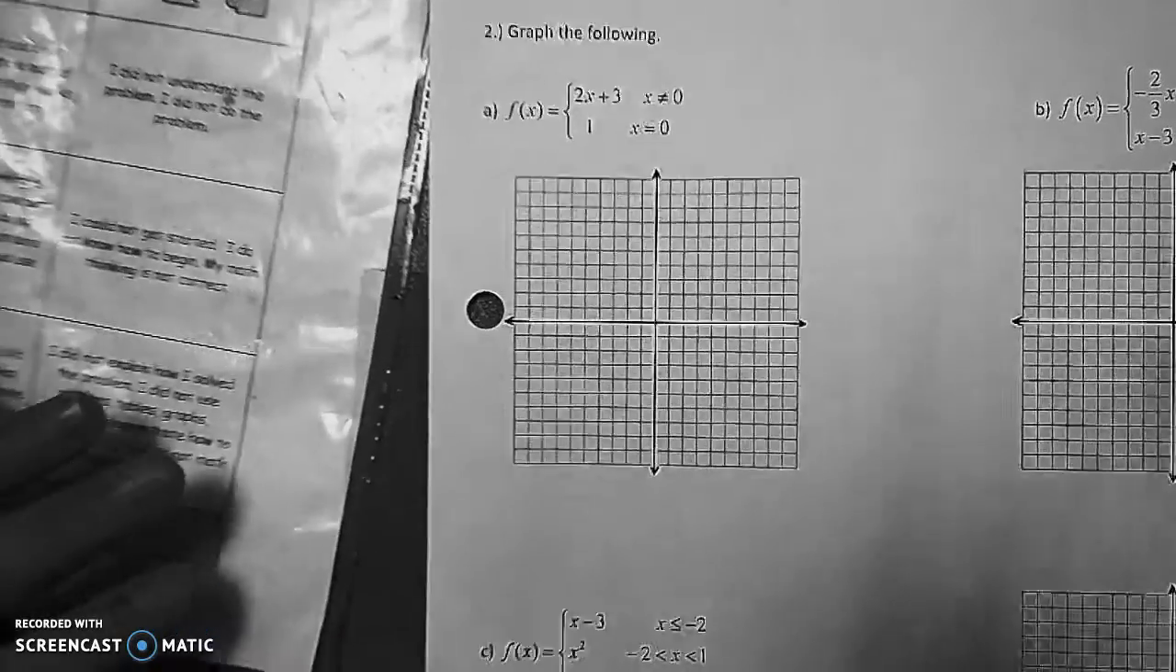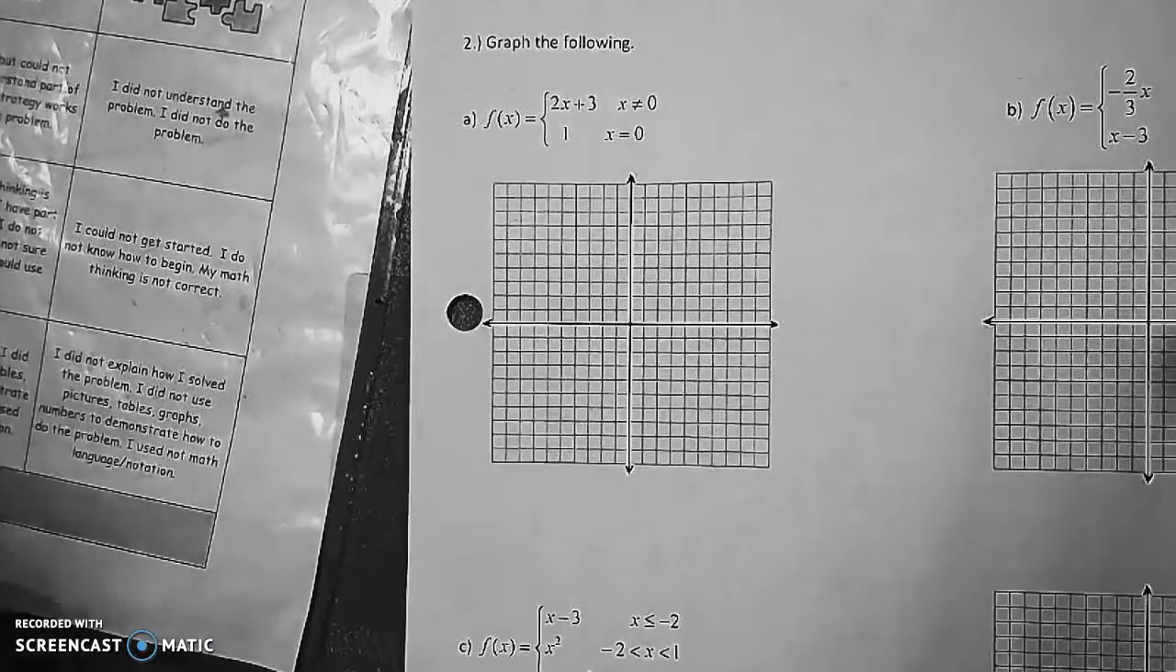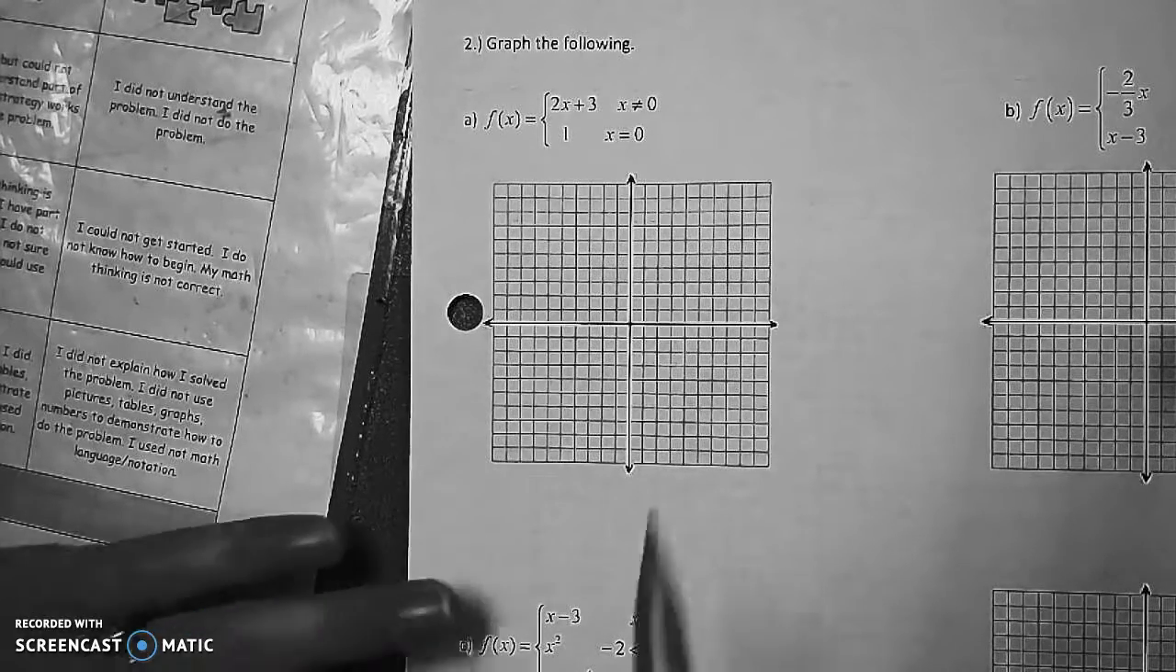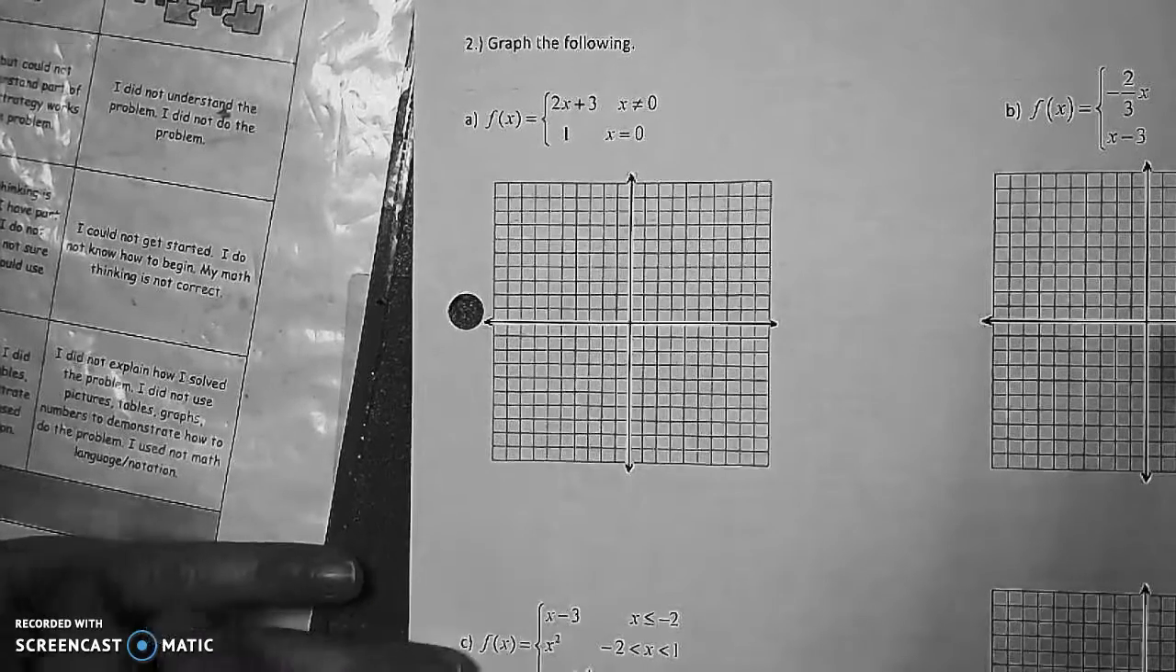Good morning. We're looking at homework 4.2. I was asked about question number 2A. So as we look at 2A, we see that it has two pieces.